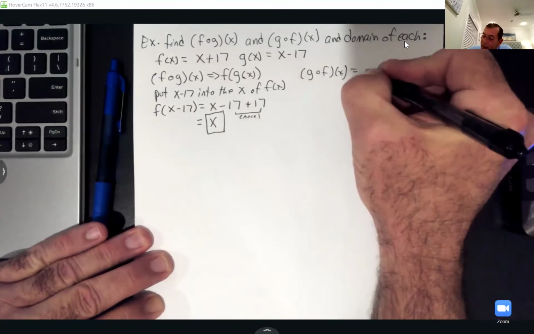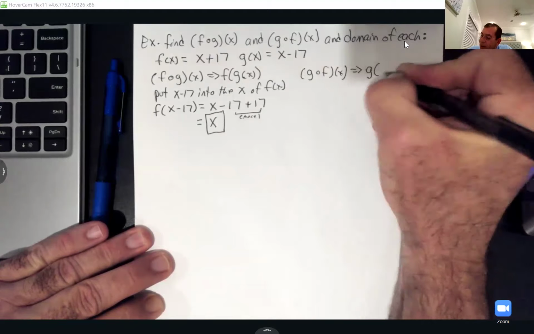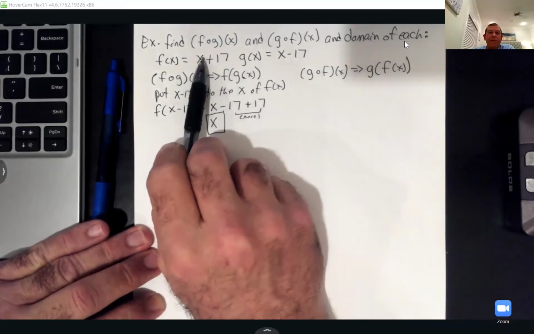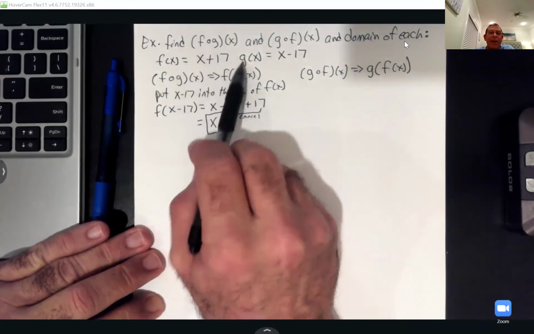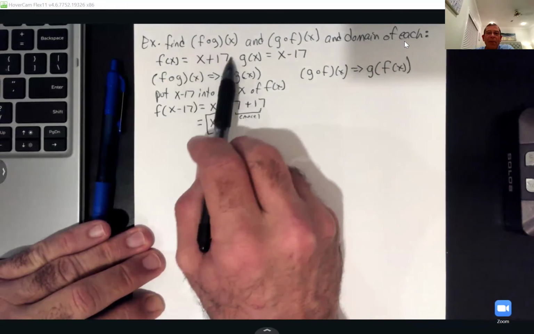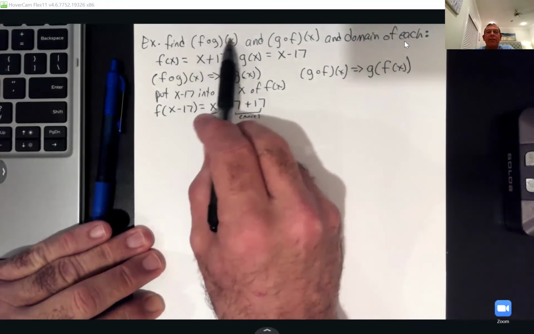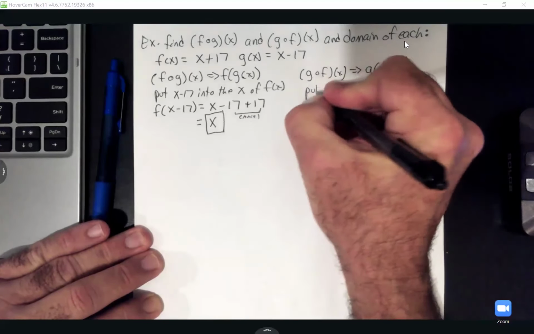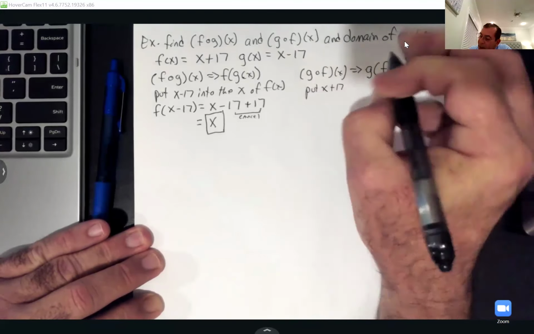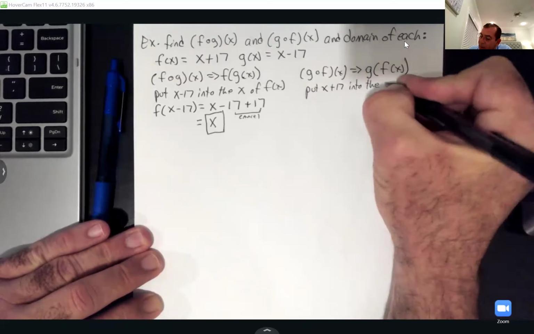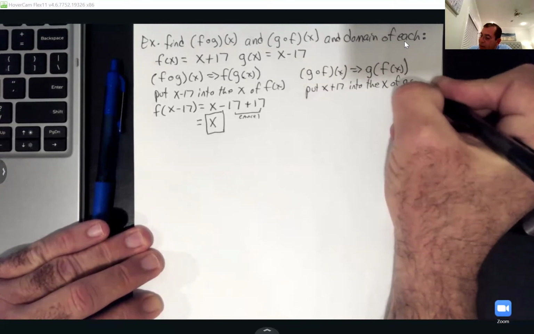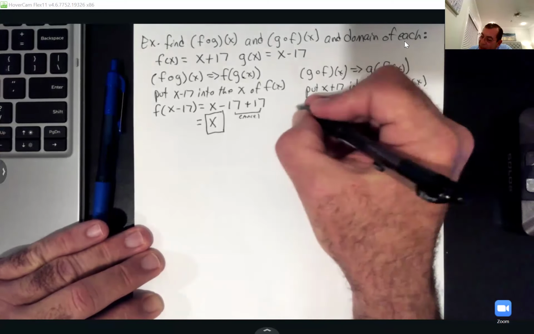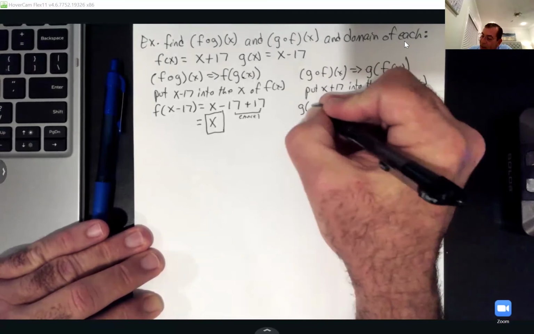So this one will be g of f of x. Here's the f of x. We can't do anything to the f of x because they didn't give me a number. So this x plus 17 is going to go into the x for the g of x. I'm putting x plus 17 into the x of g of x, which means I'm finding g of x plus 17.